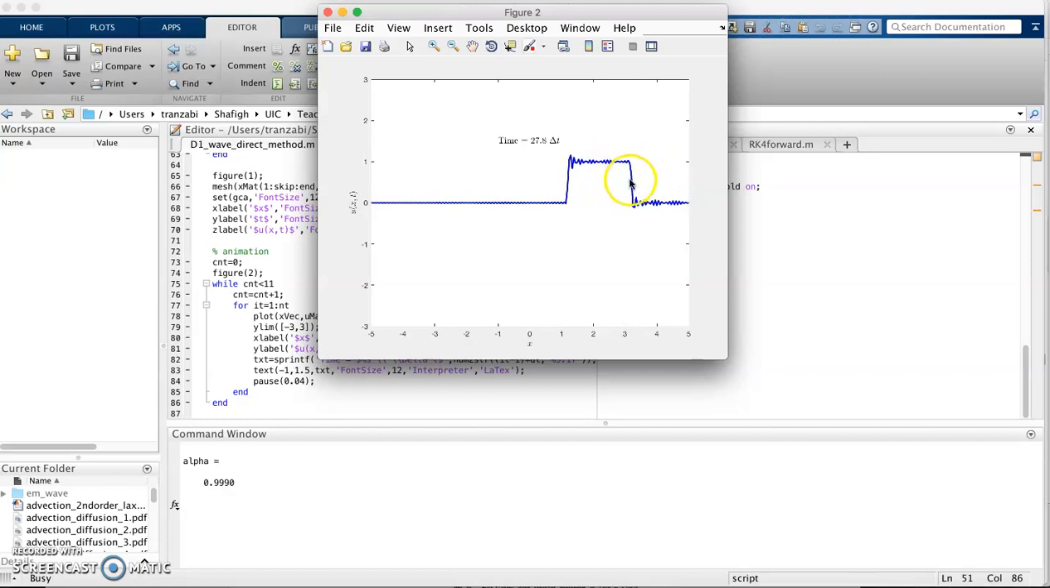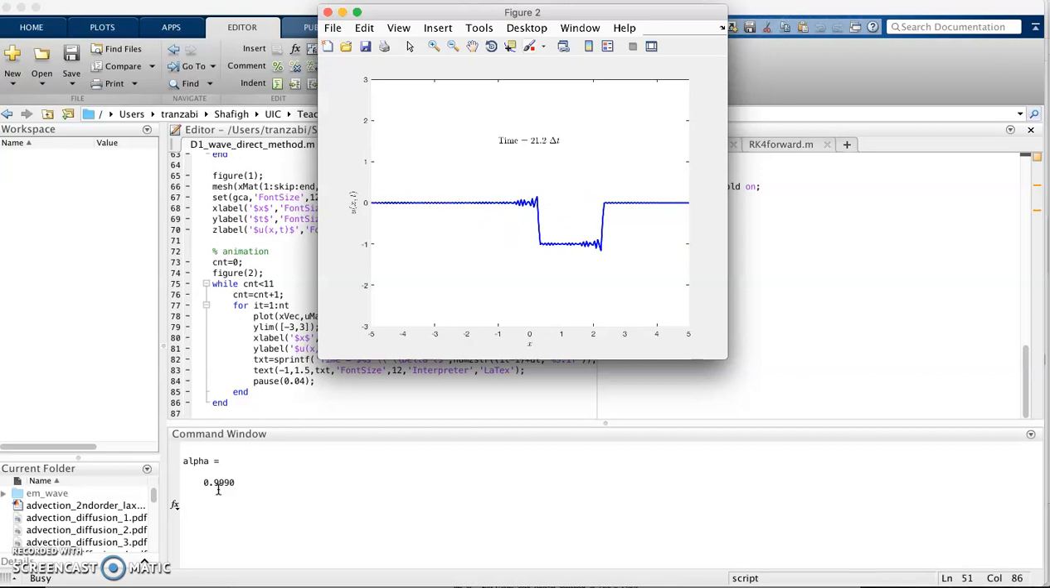The wiggles that we see here are the error associated with alpha, because our alpha is a bit less than 1, remember? So here's alpha. If you don't want to get these little errors, then the alpha should be exactly 1. Remember, direct method or leapfrog in this case is exactly accurate and doesn't have any numerical error if alpha is exactly equal to 1.